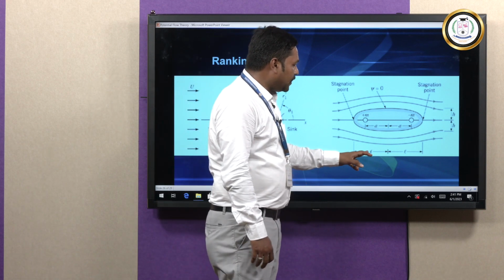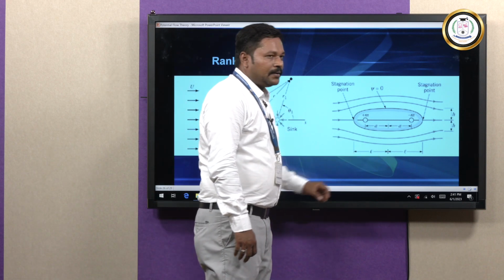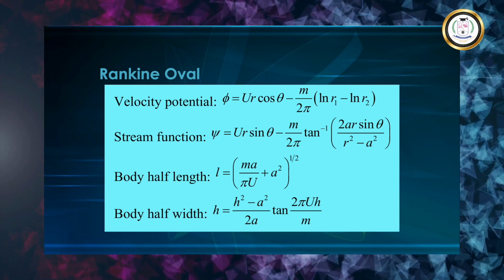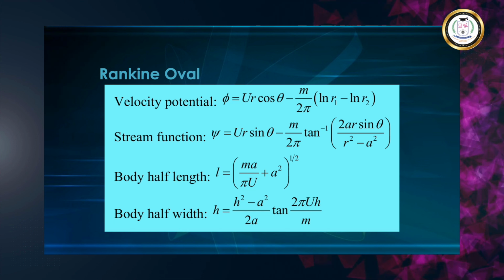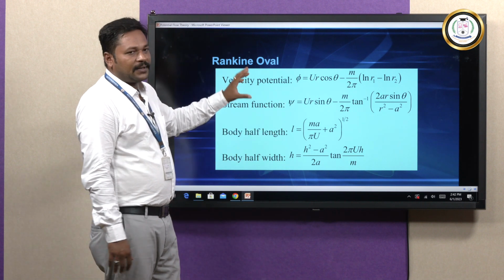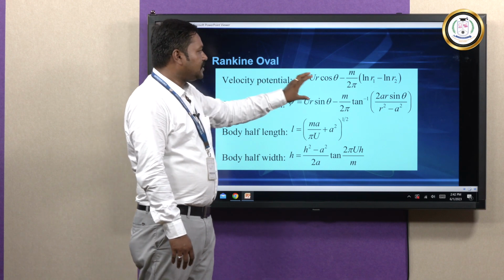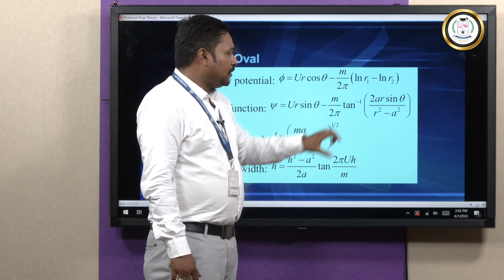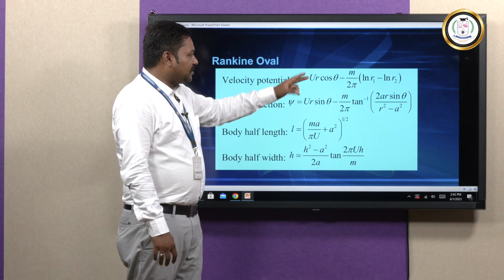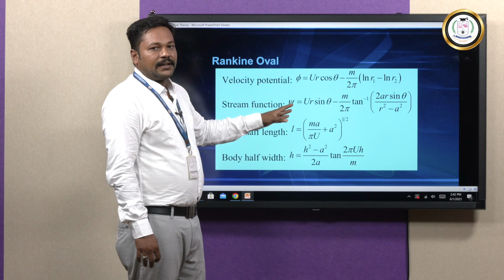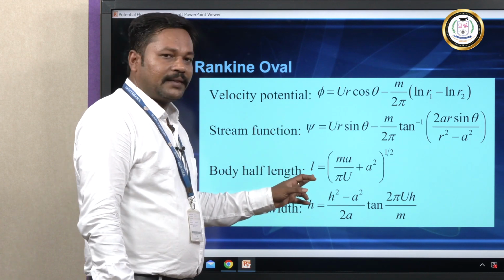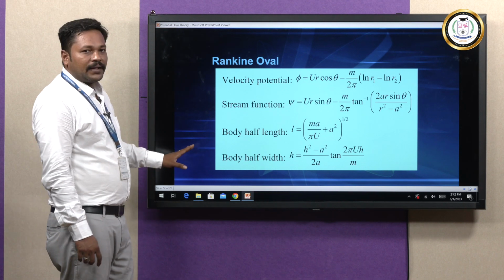The overall length of the Rankine oval body is 2L. For this oval body we have the velocity potential function, stream function, body half length L, and body half width formulations. All the equations are here. This has been derived by summing the velocity potential functions of the uniform flow and the source-sink pair. The body half length is found by setting the velocity component to 0; equating the velocity component to 0 from the derived values, you obtain the body half length. These are the parameters of the Rankine oval body.